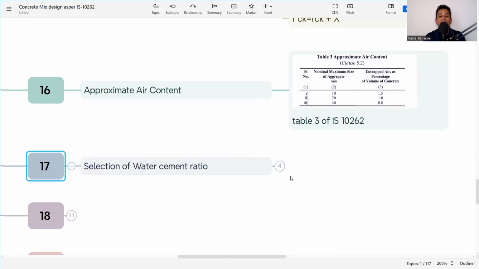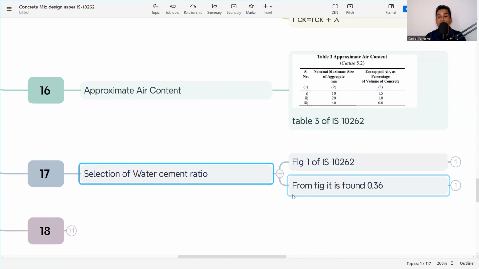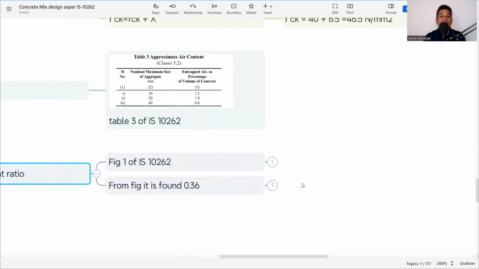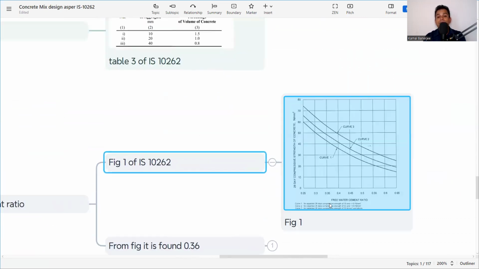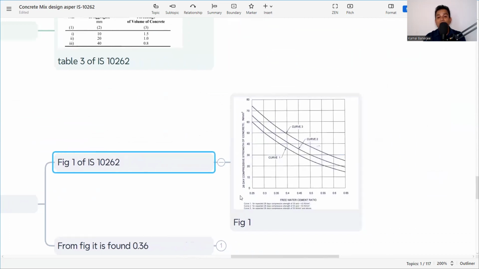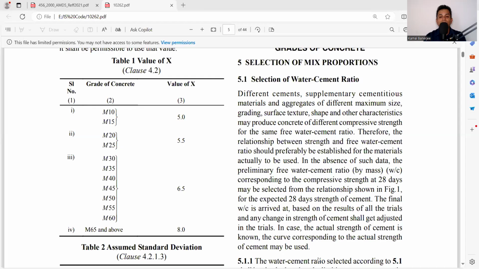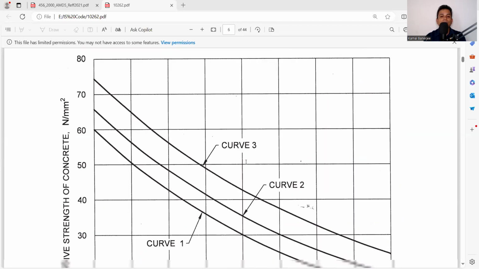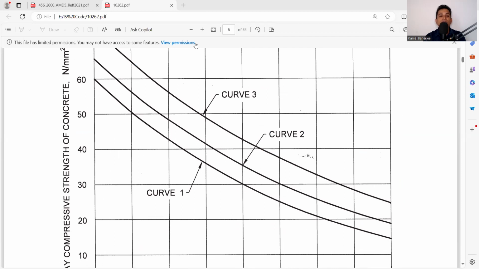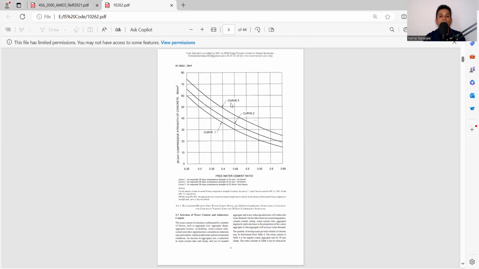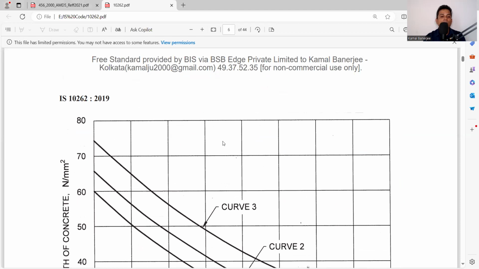Next is selection of water cement ratio. This is the most crucial and important thing. Why? Because this is the thing we need to check in the water cement ratio as per IS 10262. We will see how this can be checked. Let's see this. This is the curve we want to show. There is curve 1, curve 2, and curve 3. There are 3 curves. And what are these 3 curves? Let me open this one.